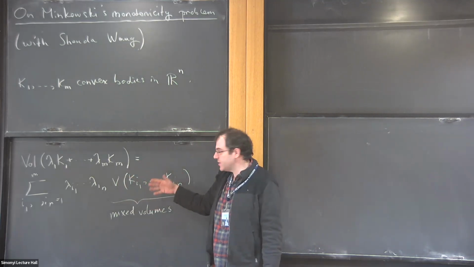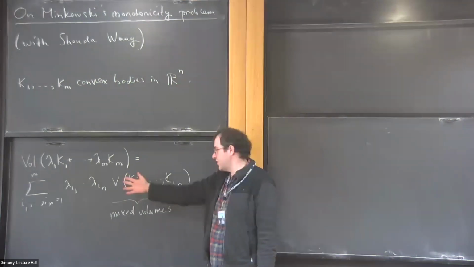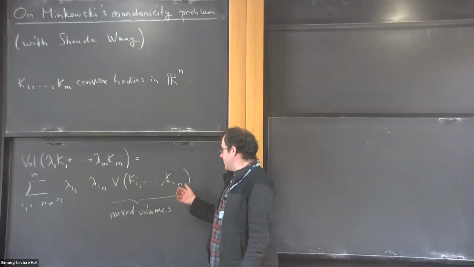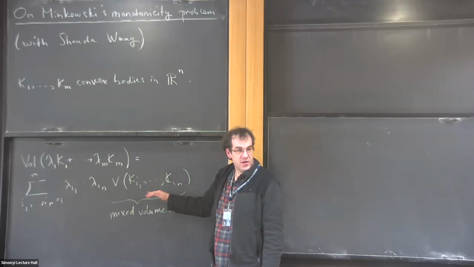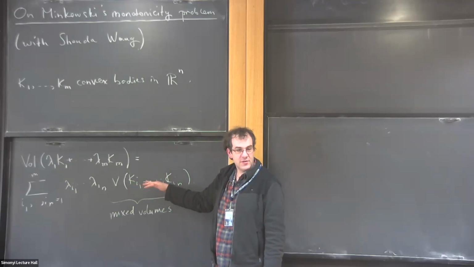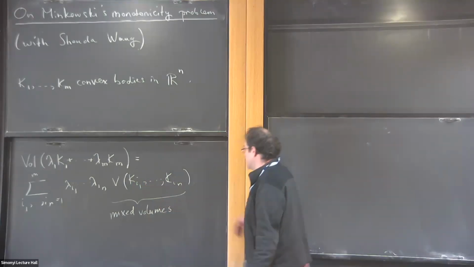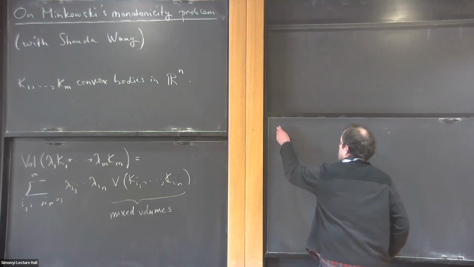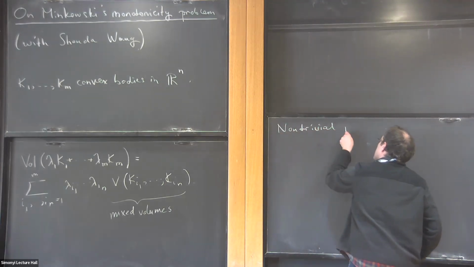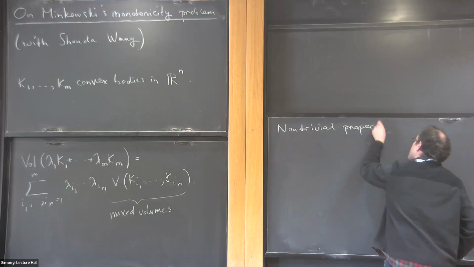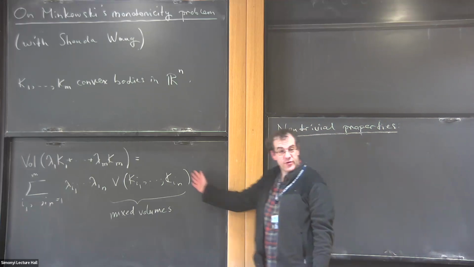These coefficients have some trivial properties. For example, they're linear in each of their arguments, so they're multilinear. It just follows from the definition. They're symmetric in their arguments. It also follows from the definition. They're non-negative. That's not so obvious, but it's true. But they have some non-trivial properties, so let me write them down here. Being non-negative is actually a non-trivial property of these things.